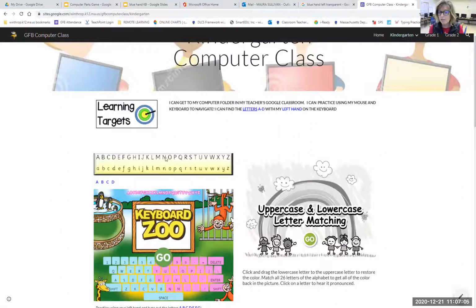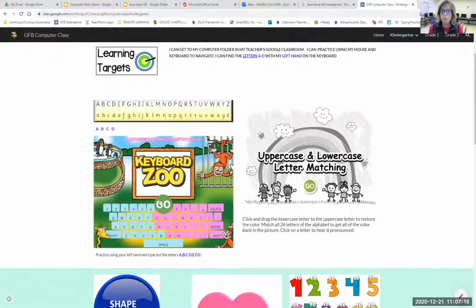So look at this alphabet strip. You might have one of these at home, boys and girls, and if you do, you might want to take it out for this activity, but you are matching your uppercase letters with your lowercase letters. Okay, but we're going to start right here with the keyboard zoo.